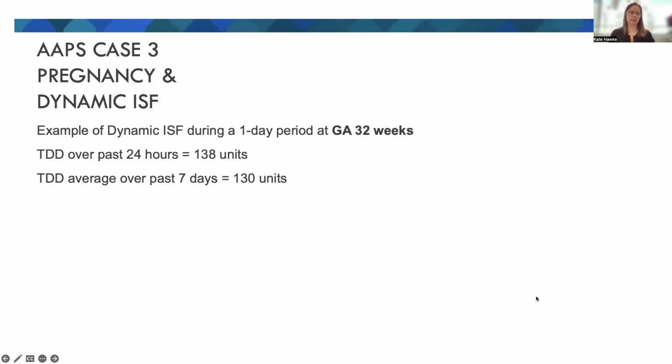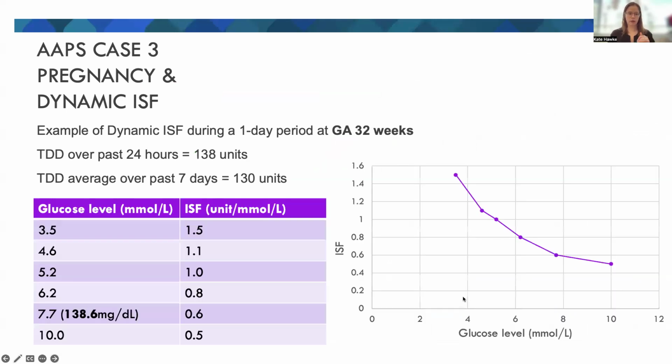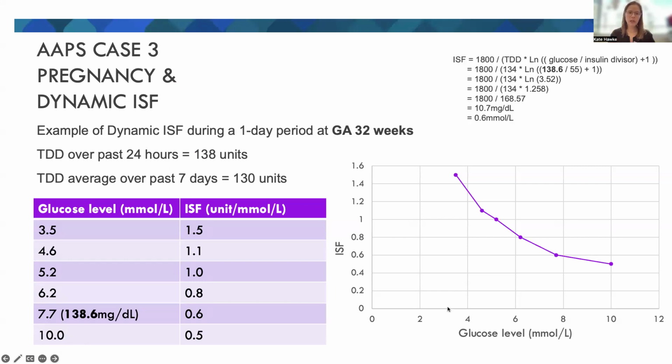So just to lay out an example of dynamic ISF during a one-day period when this woman was 32 weeks gestation, at this point her total daily dose was 130 units. This is the graph I showed before, but just laying out exactly which glucose level. So when we're at 5.2 glucose, our ISF is 1. When we're up at 10, our ISF is 0.5. So then every 5-minutely cycle is using an ISF of 0.5. So it's really driving the corrections.